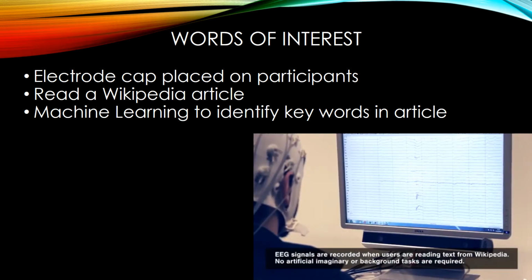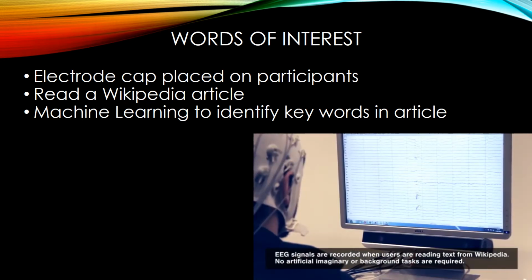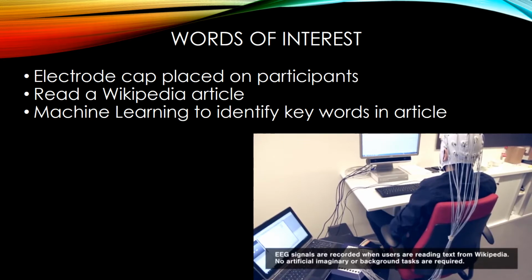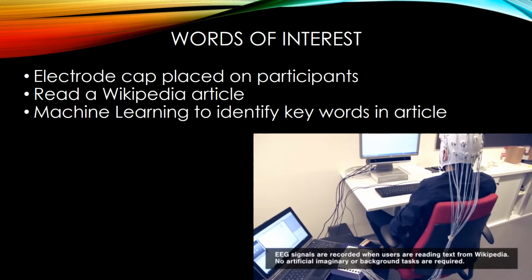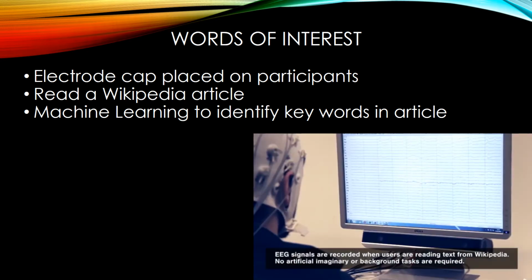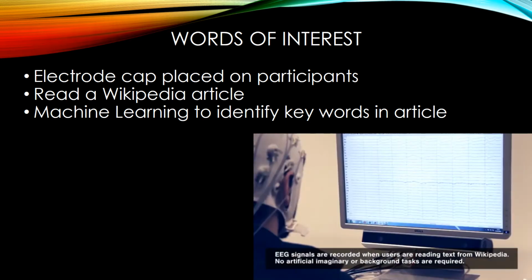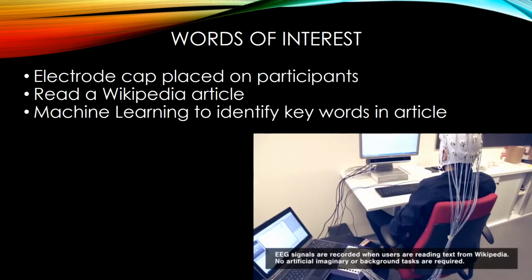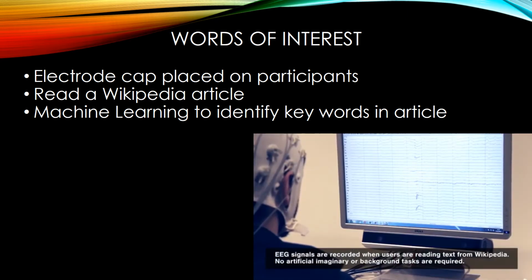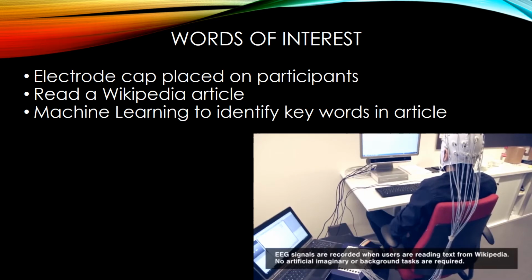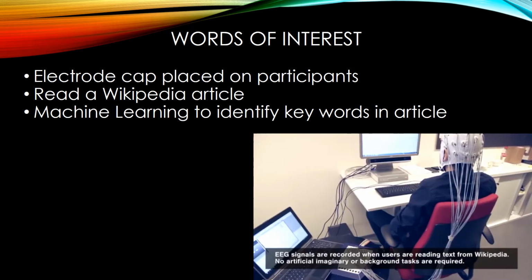Those participants then read through Wikipedia articles. As they read through the article, different words stand out to different people. And through using machine learning, the scientists were able to identify which words stood out to which participant in the study. So, for example, if you were reading a Wikipedia article about action potentials and the word neuron stood out to you, the scientists would be able to identify that without you having any verbal or physical input, just using the electrodes on the brain-machine interface.